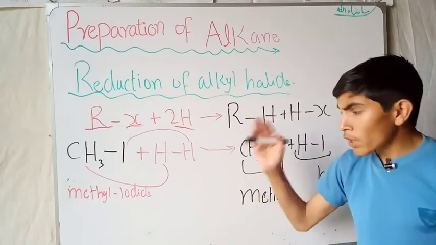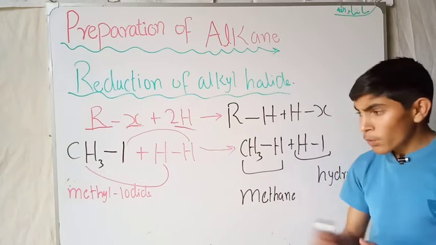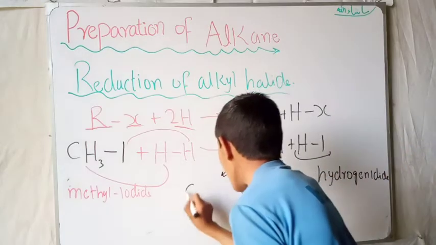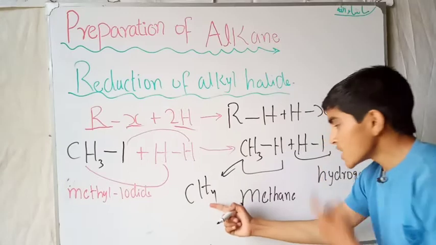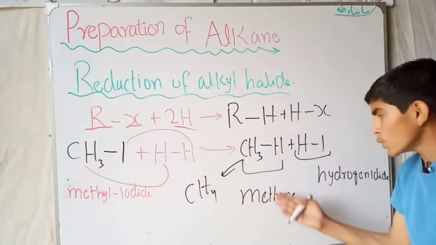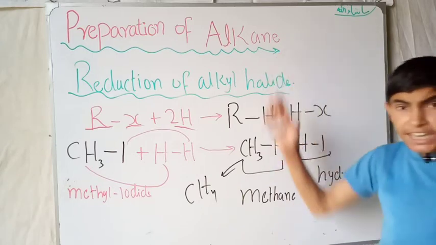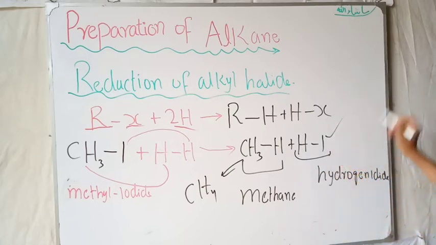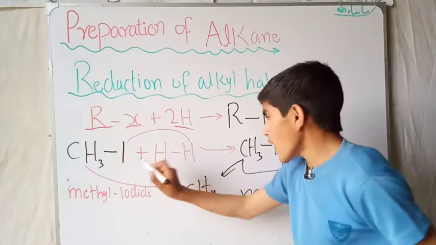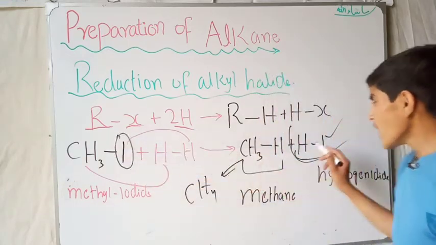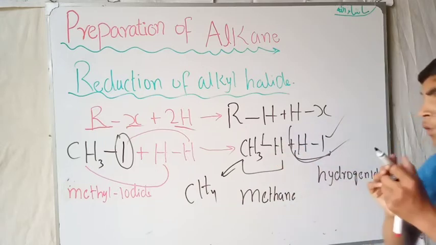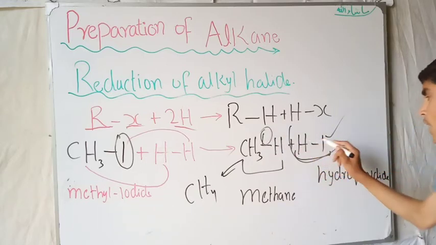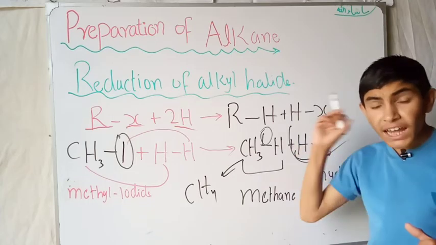Now when we added 2 hydrogen to methyl iodide, it gives us methane. This is CH4. CH4 is methane. So CH3 converted into CH4, which is methane, and methane is an alkane. Then we got the alkane in this way, and we removed the halogen group. So you can see here we removed the halogen group from here. Before, the halogen group was bonded with this CH3, but now under the reduction of alkyl halide, we removed the iodide from here, and we get pure alkane.